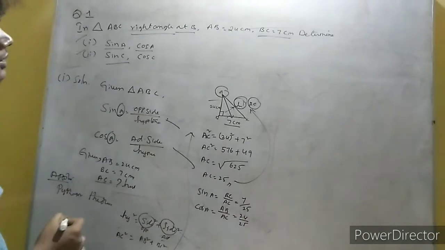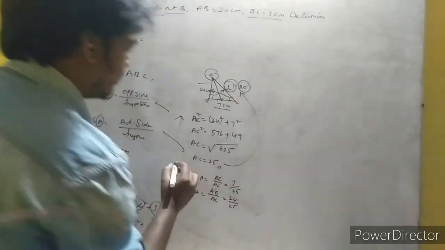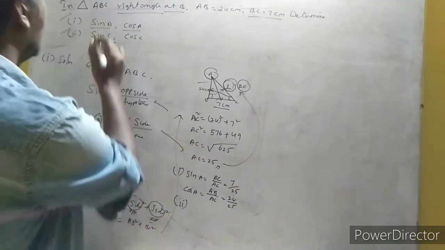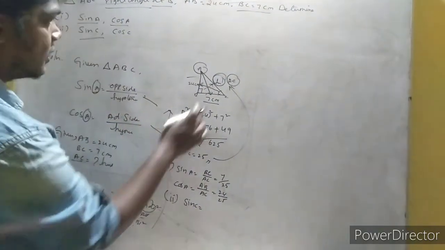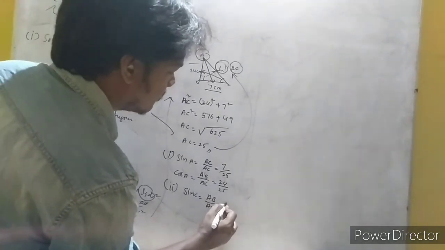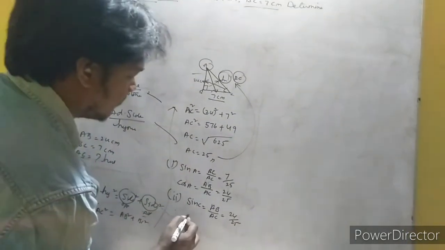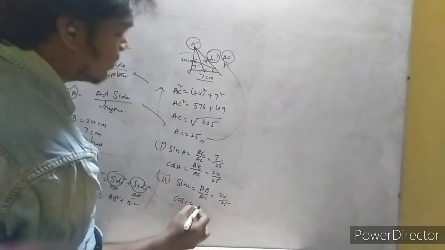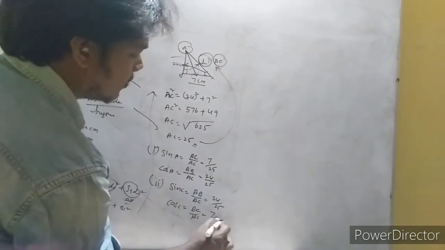The second solution is also the same thing. Second problem solution means, what is sin C? What is the opposite side? Sin C equals AB by AC, that is equal to 24 by 25. Then cos C equals the adjacent side BC by AC, that is equal to 7 by 25.